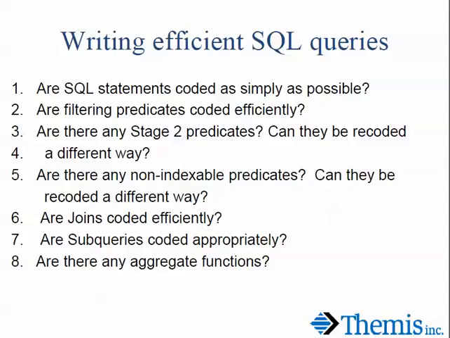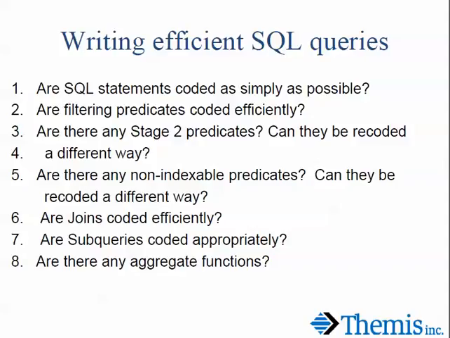So we need to make sure our predicates are coded efficiently. Are there any stage 2 predicates? There's a lot of stage 2 predicates that can be recoded as a stage 1 predicate. Okay? Non-indexable predicates, oftentimes they can be recoded a different way. Are they coded efficiently?